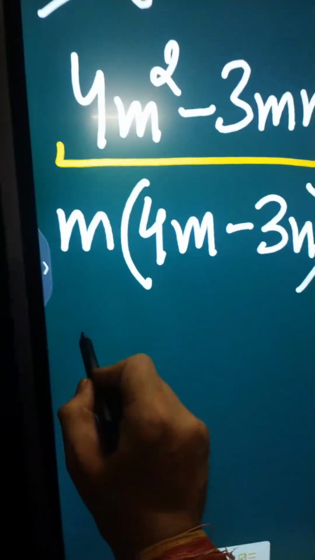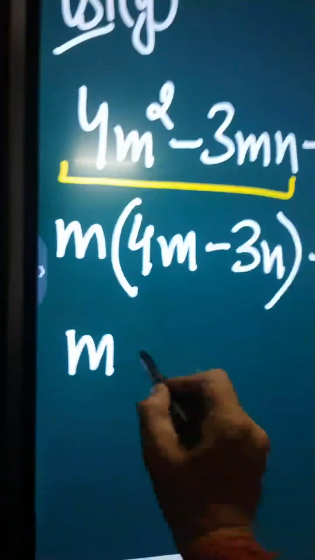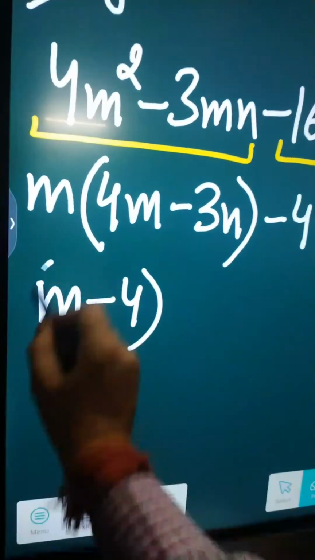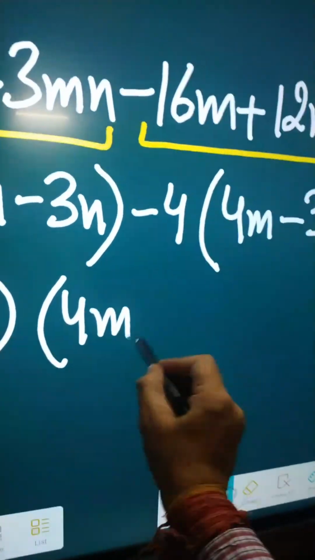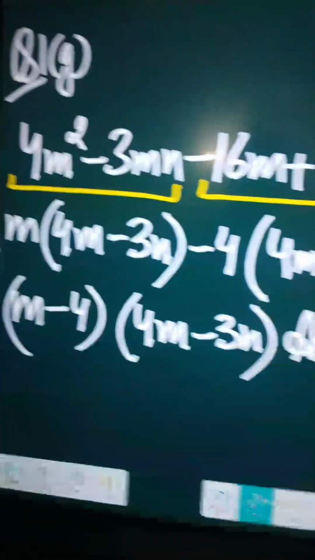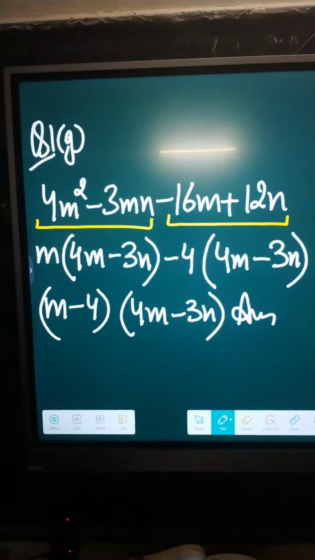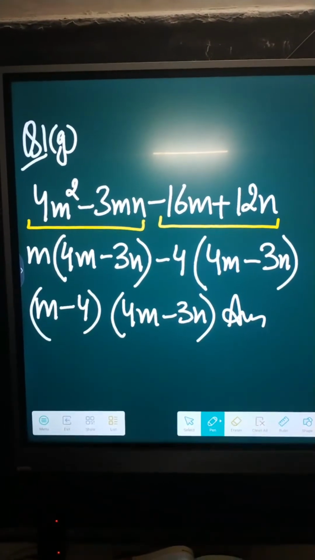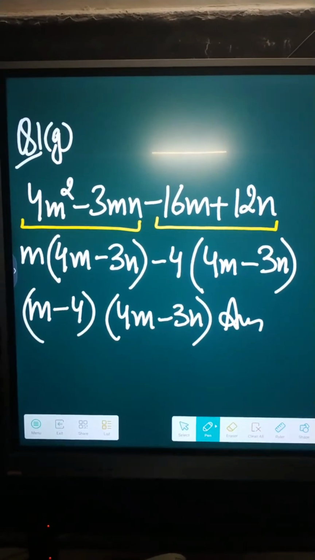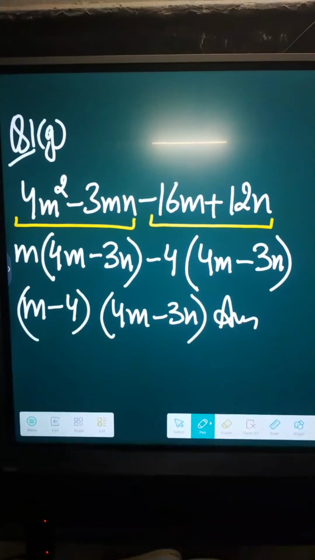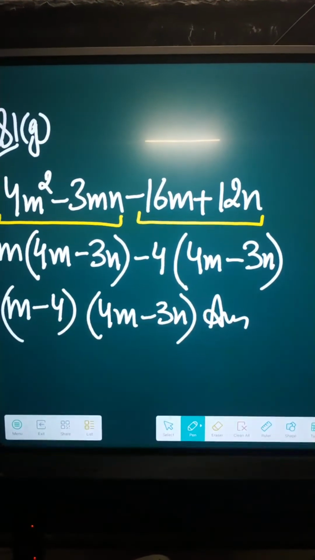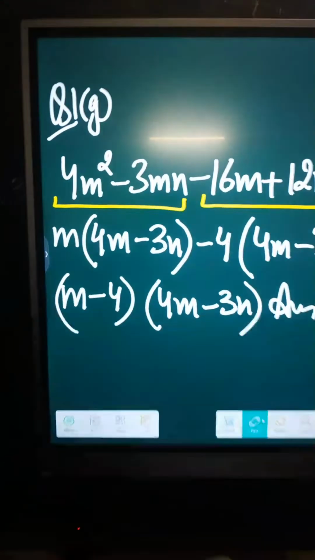Now, what is the answer? This m and this minus 4 will be the first factor, and 4m minus 3n will be the second factor. This is the answer. Both the brackets are 4m minus 3n, and the next factor is m minus 4. Okay, so the answer is m minus 4 and 4m minus 3n.